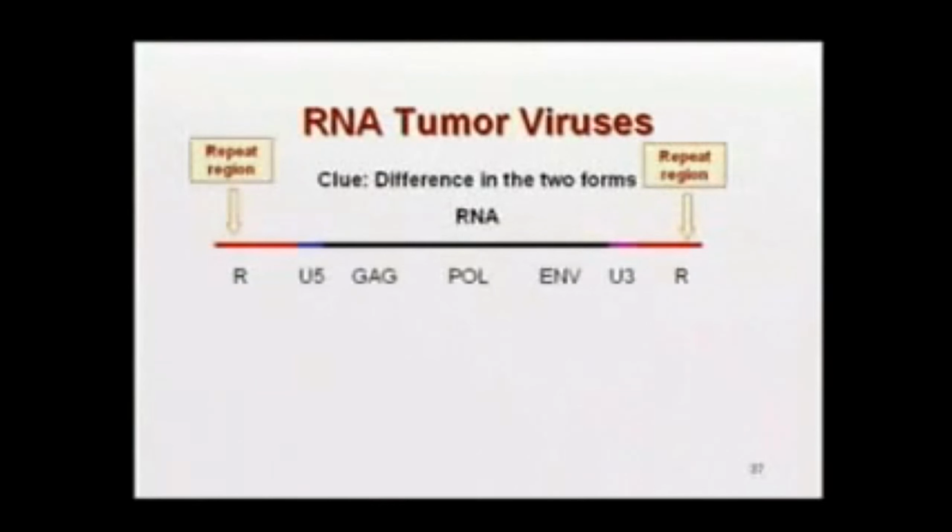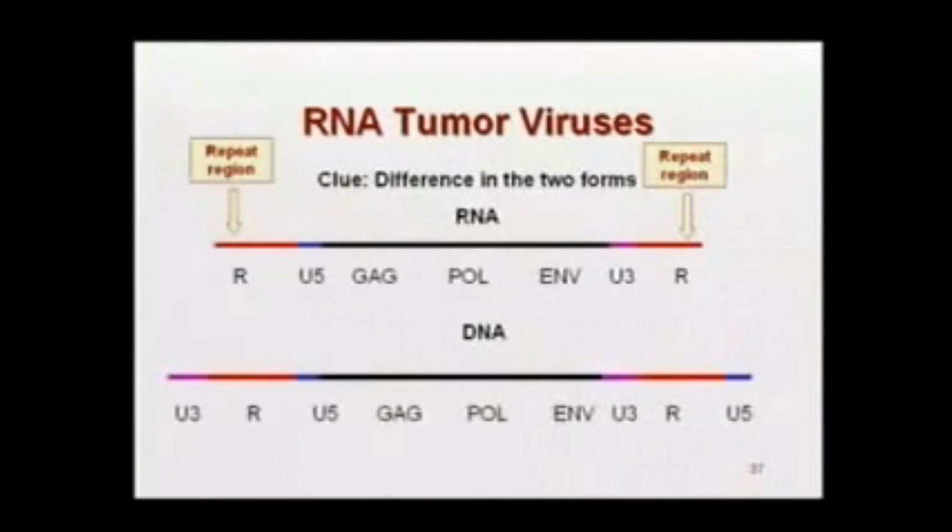So these are the repeats here. Before you get to the first protein coding gene, you've got a U5 region. And here, after the envelope gene, you've got the U3 region. And on the DNA form, there's a difference. You've got what are called long terminal repeats. What you can see has happened is that this U3 region has appeared here as well, and this U5 region has appeared over here as well. So now we've got U3-R-U5, U3-R-U5, called long terminal repeats in the DNA form. And that's not something we see in the RNA form.